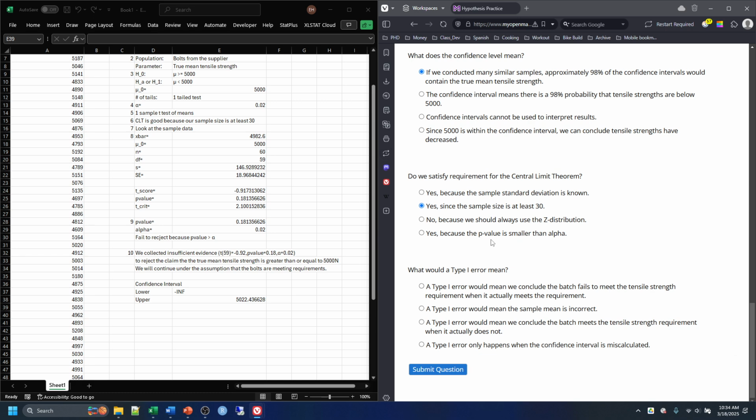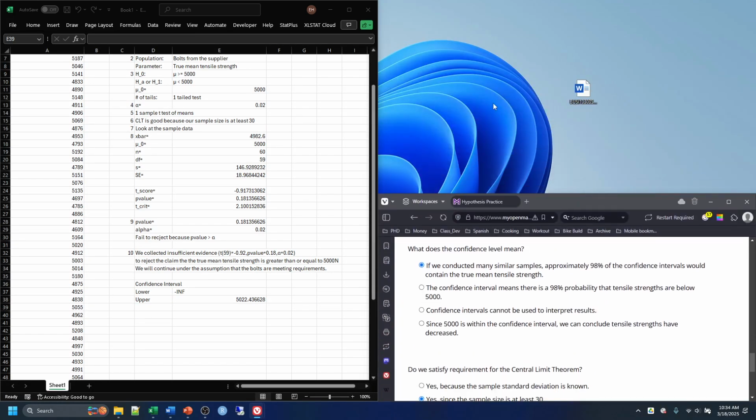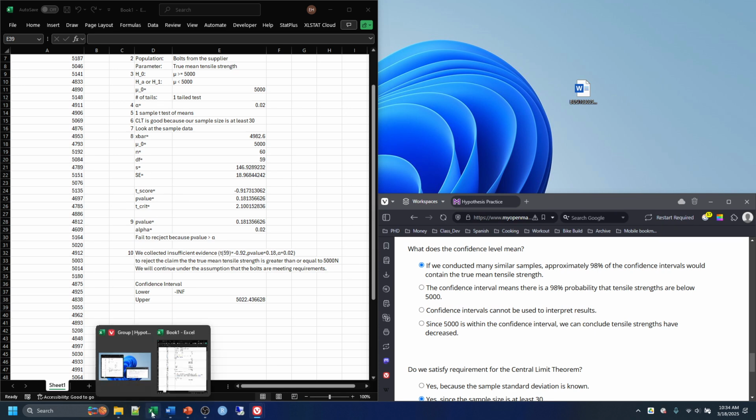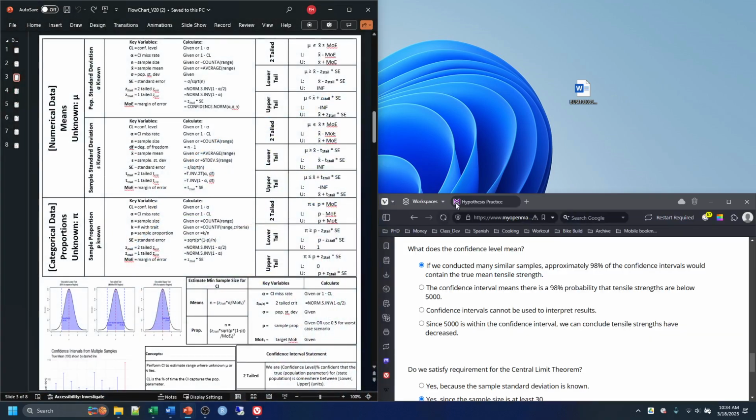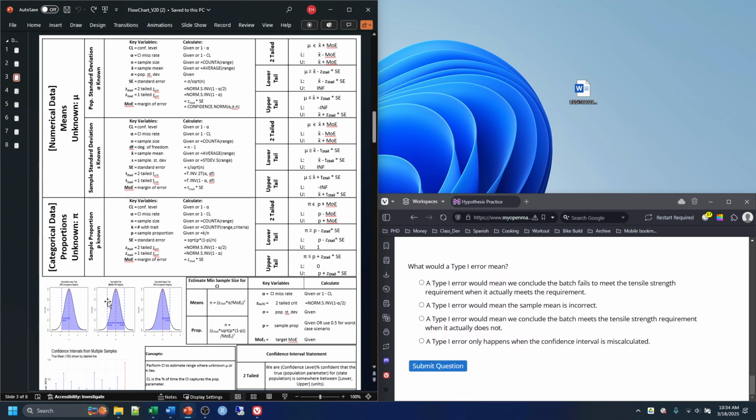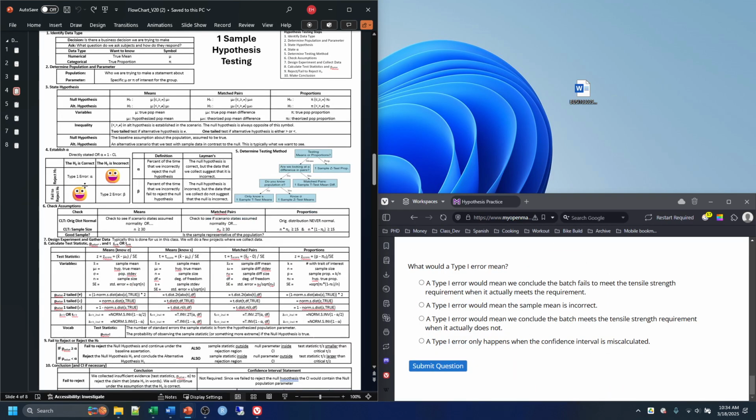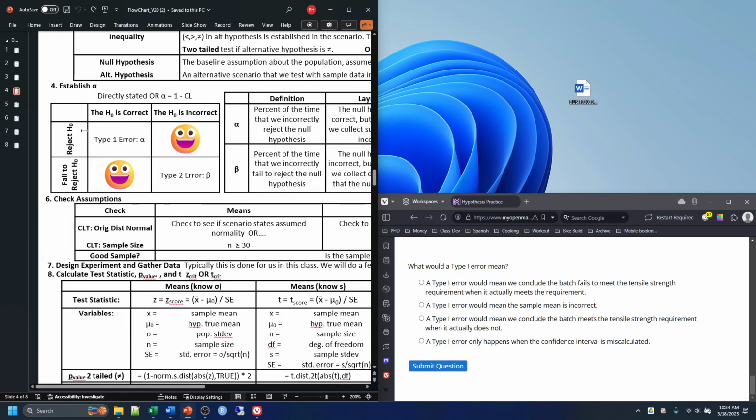And what would a type 1 error mean? Okay, this is the one thing that we didn't quite cover, so let's look at what a type 1 error would actually be in this scenario. Let's go back to our flow chart here. Okay, type 1 error. Let's go to step 4 to really focus in on what a type 1 error is. Here it says that a type 1 error is when we reject the null hypothesis, but the null hypothesis is true. In other words, we would say that the bolts are failing to meet their requirements, when in reality, the supplier's bolts are of the sufficient strength that is needed. That would be a type 1 error.